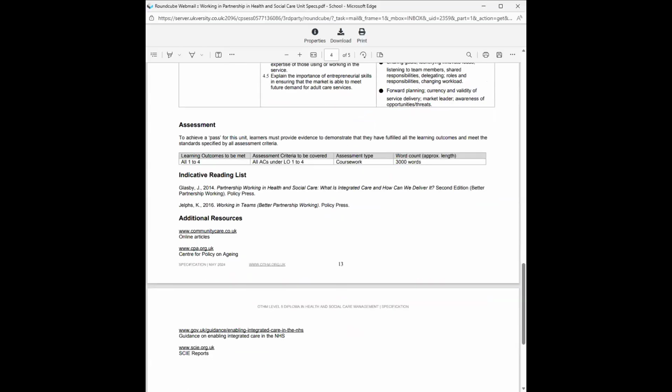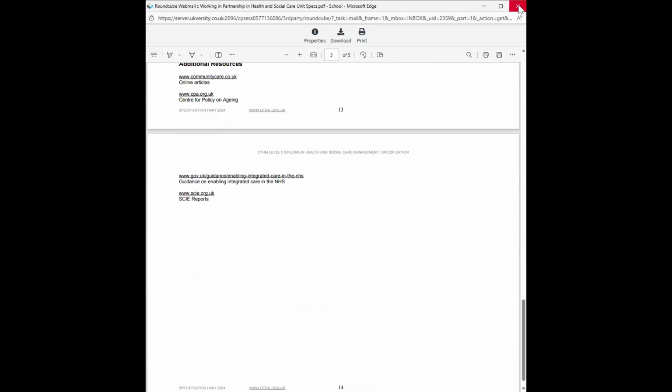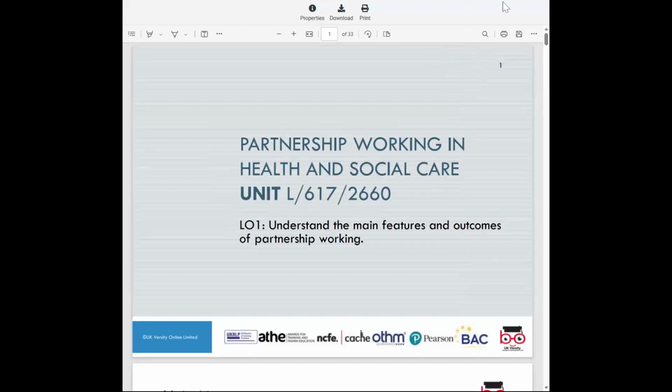For the assessment, you will get a pass or a refer fail, and you would have to do a 3,000 word essay. I'll go through everything. This is the indicative reading list and the additional resources. I'm going to unshare this and share the learning outcomes, so that we've got an idea of what we're doing.